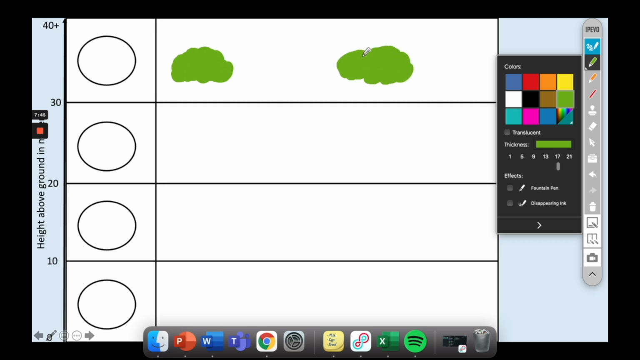Now because this is the tallest layer, there isn't really anything blocking any sunlight getting to this layer. So in terms of the sunlight that this layer receives, it receives a lot of sunlight. So when we colour in our circle, we're going to colour in the whole of the circle, or in other words, this layer, the emergent layer, receives 100% of the sunlight.